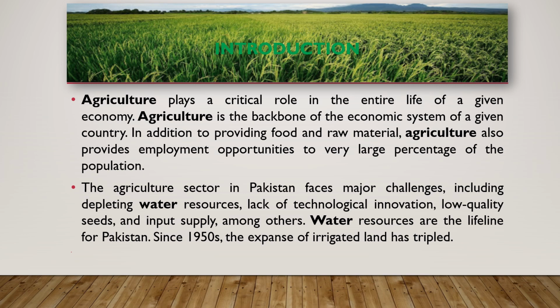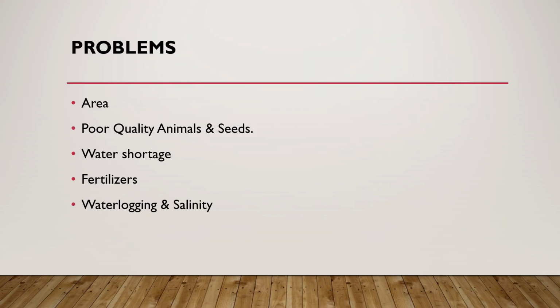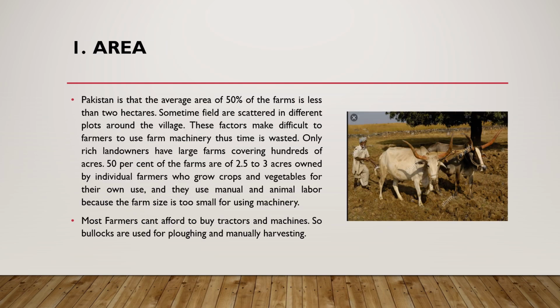But in Pakistan, this sector faces major challenges like depleting water, poor quality seeds, waterlogging and salinity, input supply, and such other factors. The next slide is regarding the problems, and these are area, poor quality animals and seeds, water shortage, fertilizers, waterlogging, and salinity. In the next slides, we discuss the details of the problems.